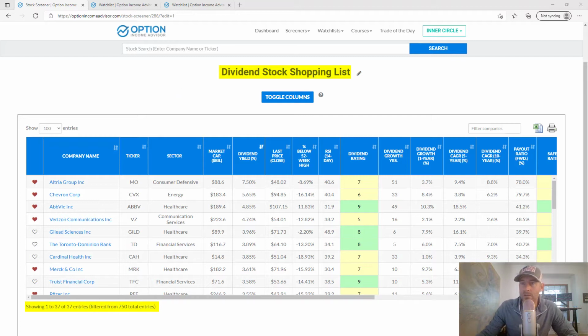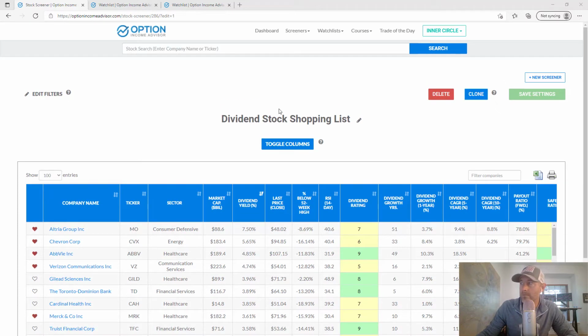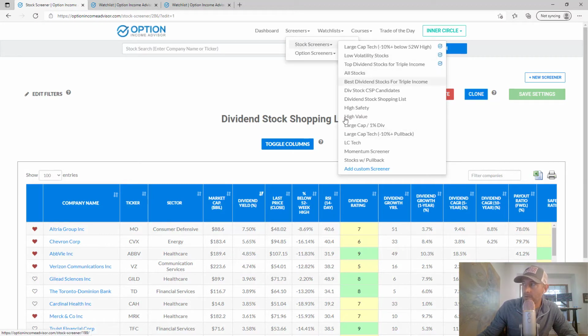So let me get into that. Anytime you're building a watch list, you can always edit the filters. If you want to create a new screener, this is how I created this one anyway. I was on a different screener and I just hit new screener. All your screeners always show up here, so you can see I've got a bunch of different types of screens.